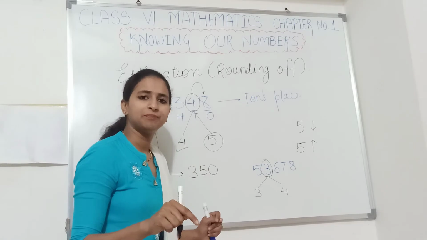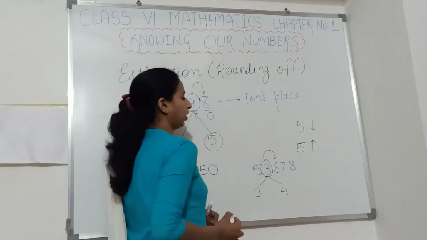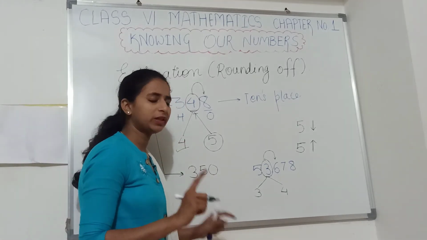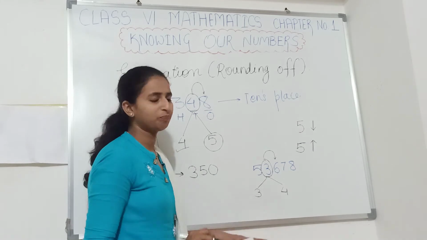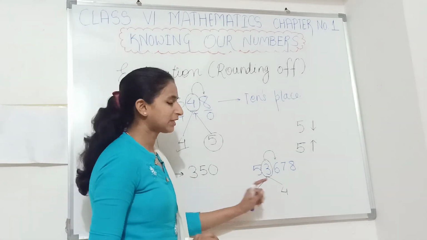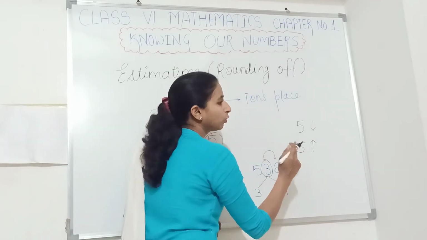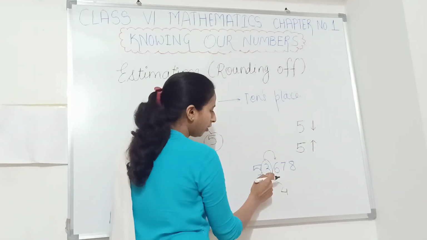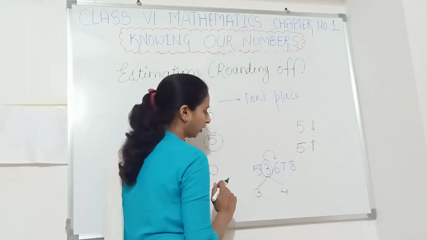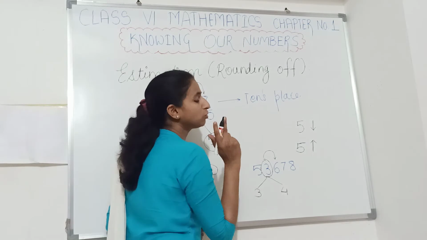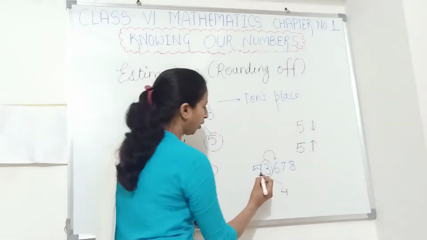Who is going to decide? The next number to 3. That number is going to decide whether the thousands place will stay 3 only, or it will change to 4. I told you how to decide it. If the next number is 5 or greater, you have to go for 4. If it is less than 5, you stay with 3 only. Here I can see 6. So 6 is greater than 5. So what are you going to do?